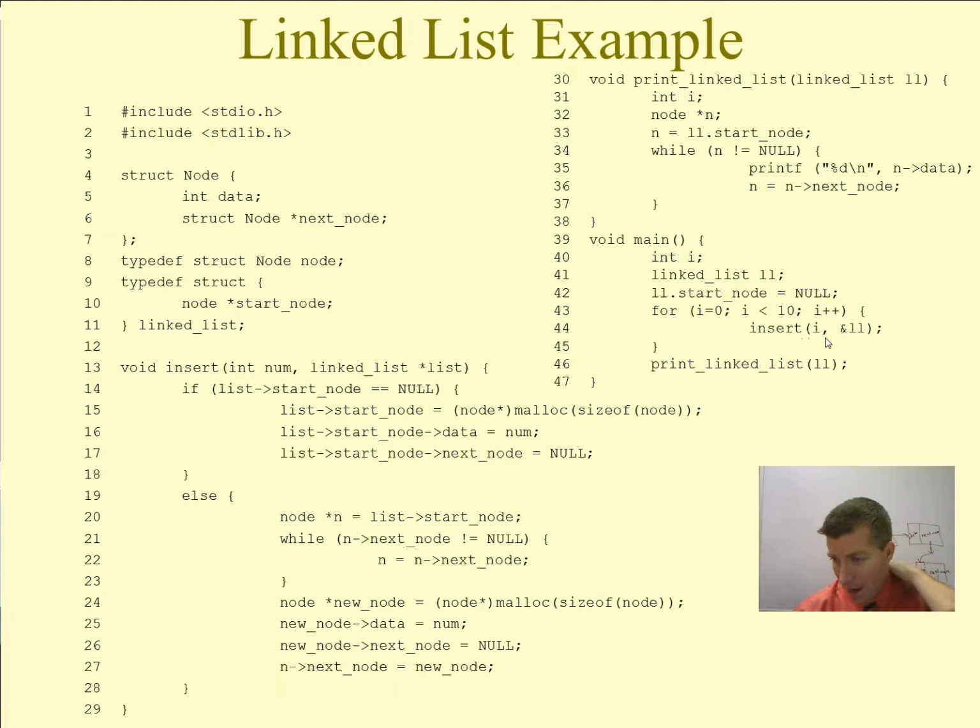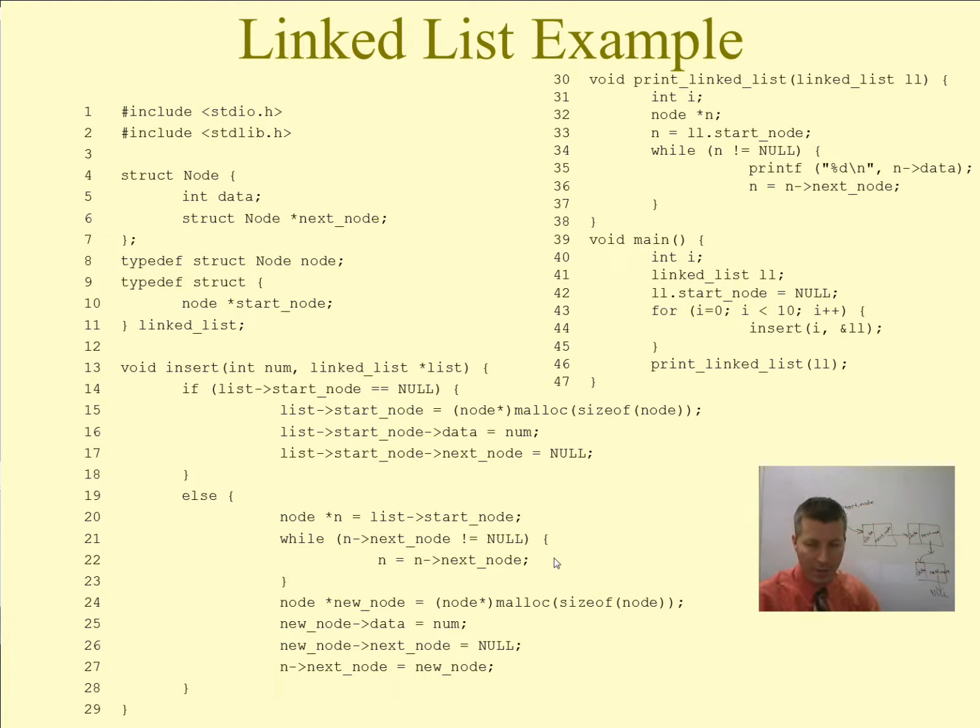The second time now, when I'm inserting the number 1 in here, now I have a node with the value 0 as my start node. So when I come in here, start node is not going to be null. So I come down to my else, and first of all, I get my start node into this node n, and then I say while n arrow next node does not equal null, continue iterating through. What this is doing is what I had back here, it's going to go from here to here to here to here to here, and it's going to go all the way down until it finds that last node.